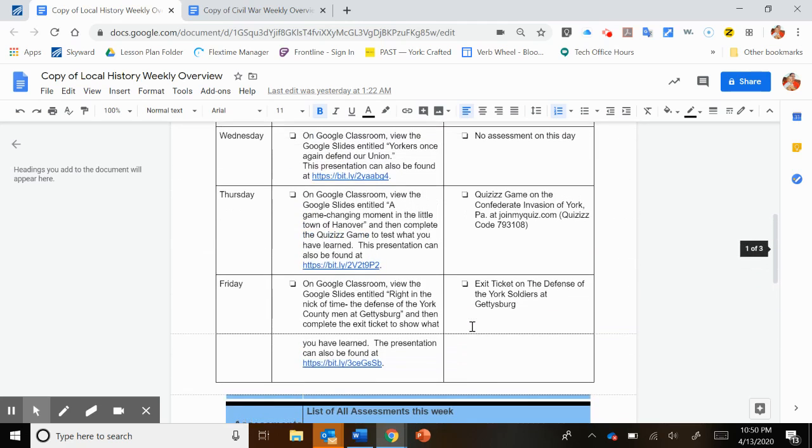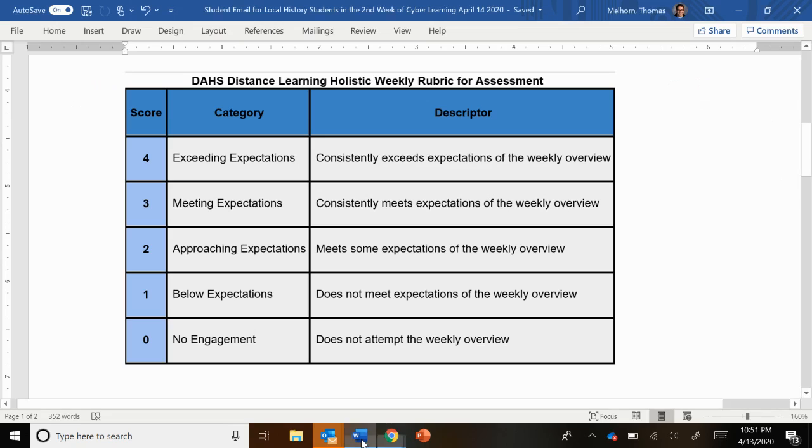And then to round out our week, you're going to take a look at the role of the York County soldiers in the Battle of Gettysburg and complete one more exit ticket about what they did and what it really meant. So, altogether, it's about how York County had a role in the Civil War and how we defended our nation.